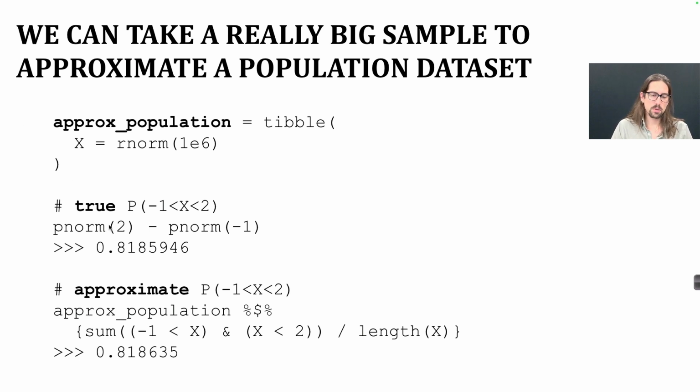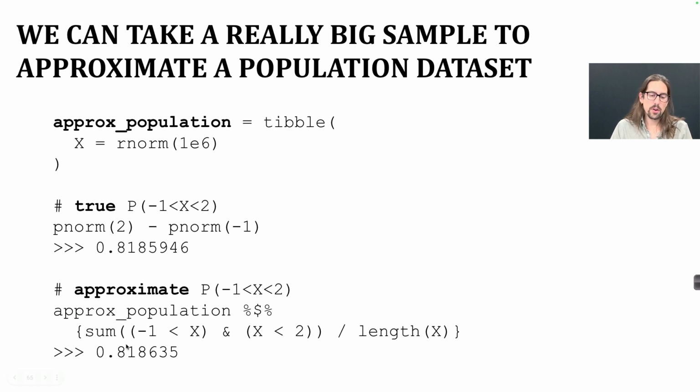So for example, with the normal distribution, let's say I want the probability that x is between -1 and 2. I know I can do that with the p-norm. I calculate the area under the curve less than 2 minus the area under the curve less than -1. That's the area under the curve between -1 and 2. Great, I got that answer. Let's say I don't want to do that.